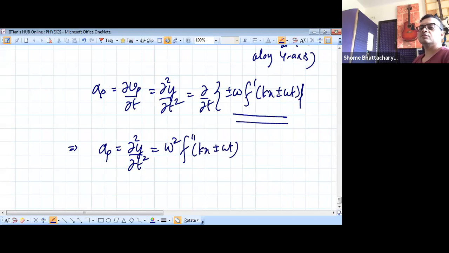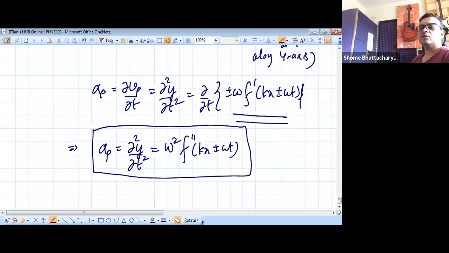When you differentiate this one more time by your chain rule, plus minus omega comes out once more. So plus minus omega multiplied by plus minus omega, the sign of that plus or minus omega t goes away. It's just omega square into this. So this becomes the formula for particle acceleration. So there can be a direct question based on this also.